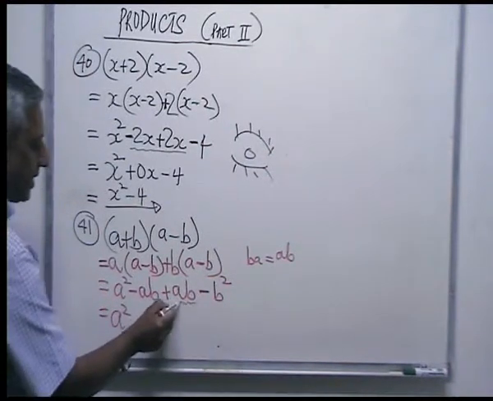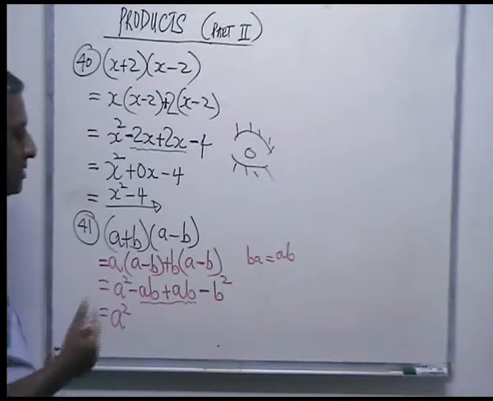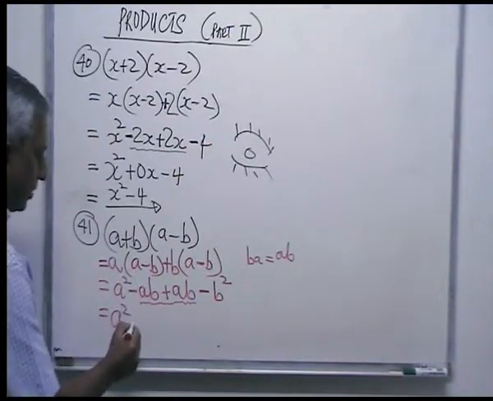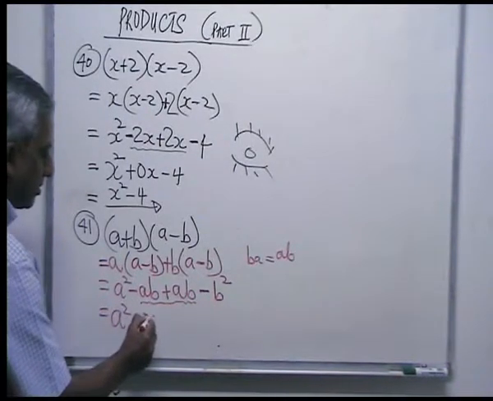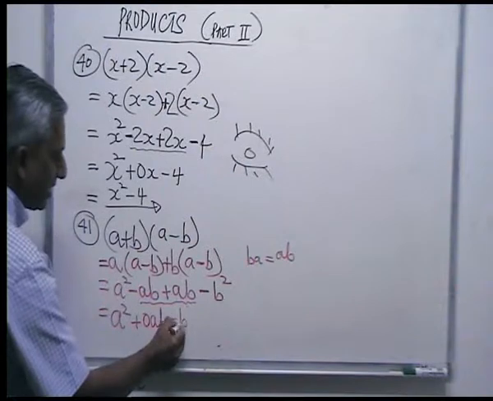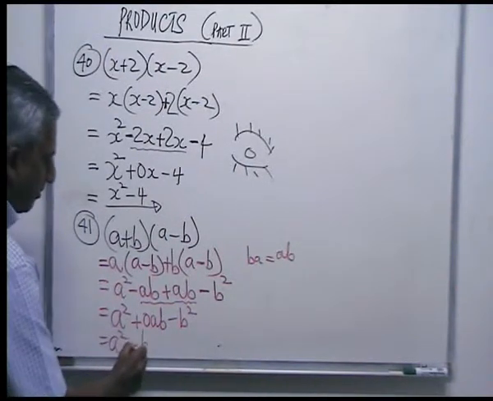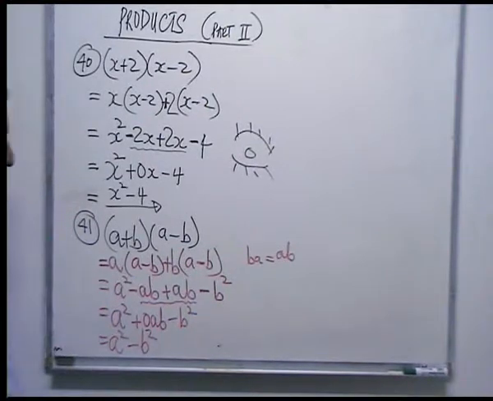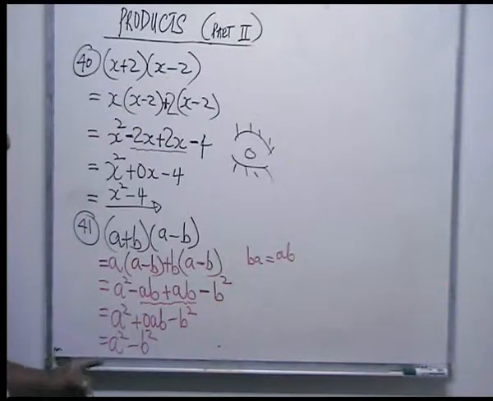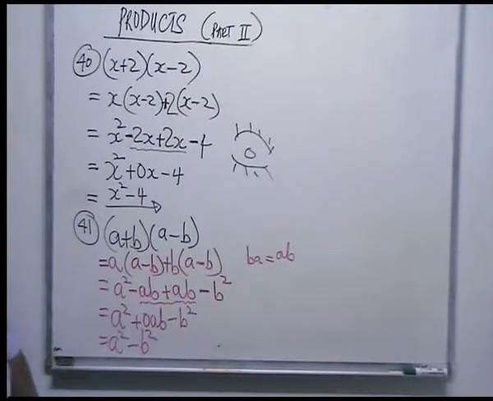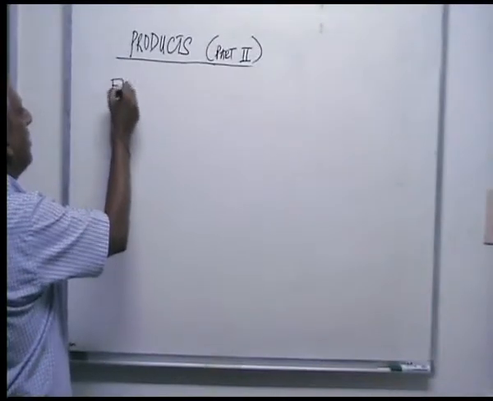Now again, we have like terms here. And if I add those like terms up, I'll get 0. So I'm just going to do it step by step. So you'll get plus 0 AB minus B squared, which is finally what? A squared minus B squared. Right? Because 0 times anything is 0. So your final answer is A squared minus B squared. Okay.